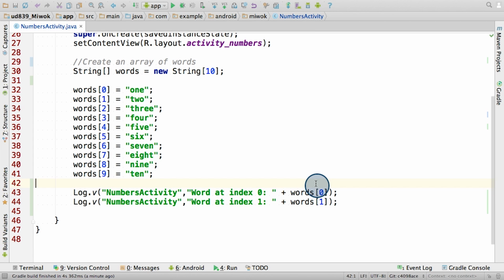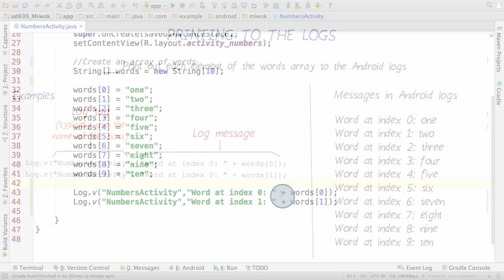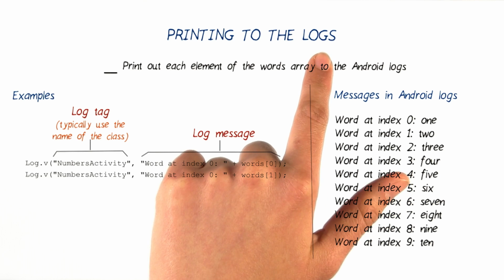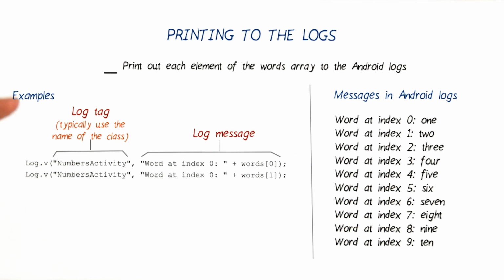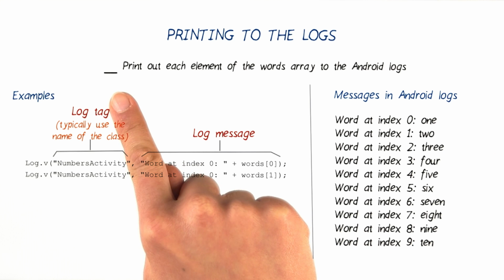So to summarize, printing out the log message is a really useful way to make sure that the variable has the value you expect it to. So these log messages will be temporary, and we'll remove them later on. Now let's put logging to practice in your Miwok app. Take the time to log messages in your code so that you can see the value of each element in the words array. And so this is the expected output in the logs. And go ahead and check this box when you're done.